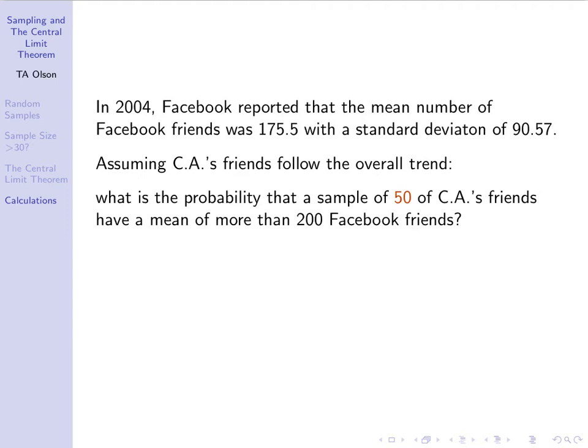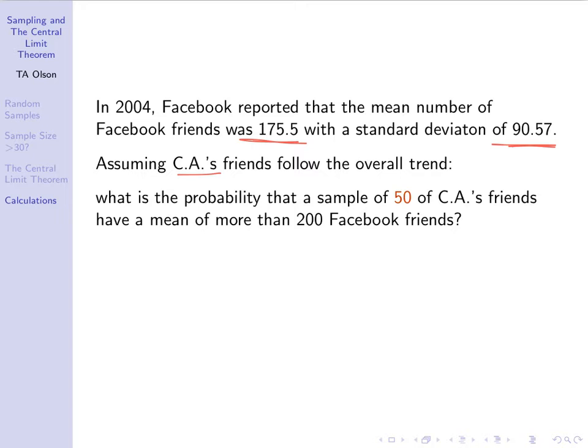Right, so what can we calculate with the central limit theorem? Let's take some data that we have. In 2004, Facebook reported that the mean number of Facebook friends for an individual was 17.5 and had a standard deviation of 90.54. Let's also assume that Chifaru's friends are pretty typical and follow this overall trend.